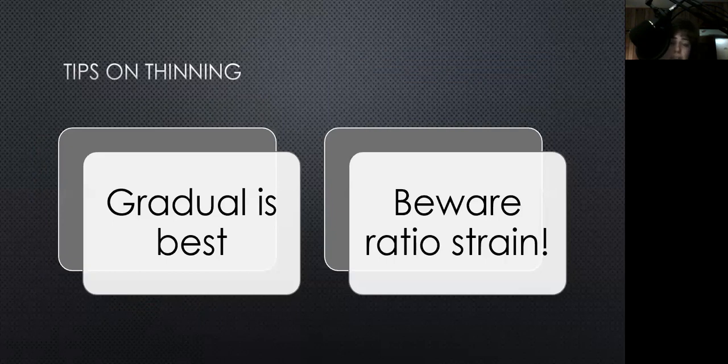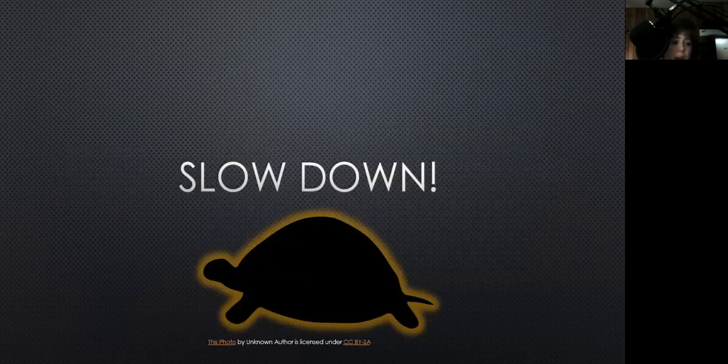A good tip when thinning is to do it gradually. This prevents what's known as ratio strain. Ratio strain is when a reinforcer is thinned too quickly and the behavior is not modified. If you find this happening when you practice, simply go back to the previous schedule that did yield results and start reinforcing again. And remember to slow down. There is no need to rush. Just like everything else, if you want real results, you have to put in the time and the effort. Slowly but surely, you'll notice a difference in behavior.